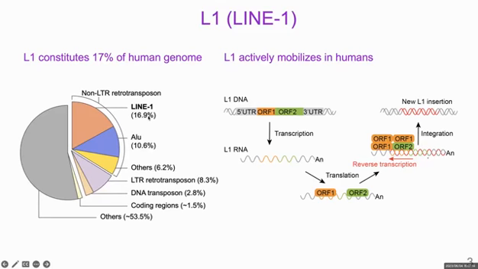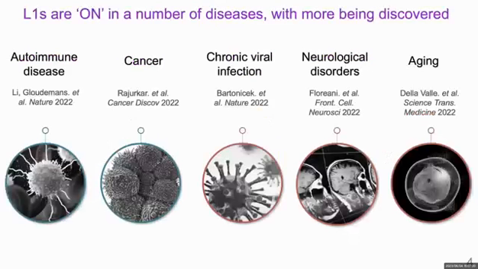Currently, Line 1 is still actively mobilizing in the human genome. But Line 1 activity is normally low in healthy cells. Line 1 activities are normally high or active in some diseases. For example, in autoimmune disease, cancer, chronic viral infection, neurological disorders, and aging, Line 1 activities are particularly high.